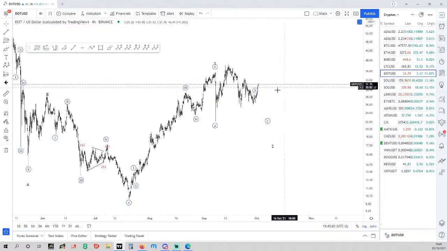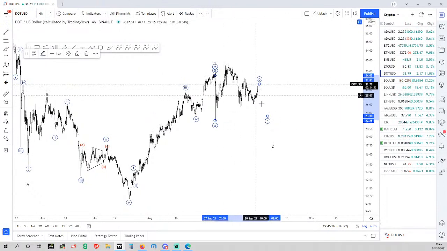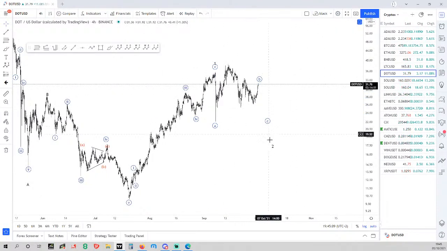And then we have Polkadot. I'm a very big fan of it, which is still in a pretty, let's say, interesting spot. I can still see some downside for Polkadot, to be honest.